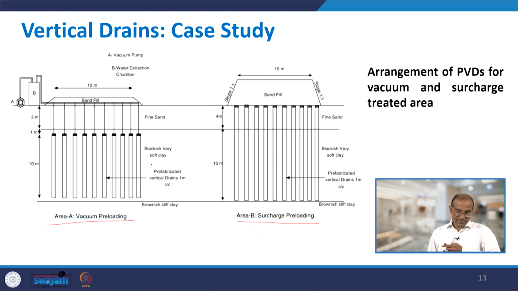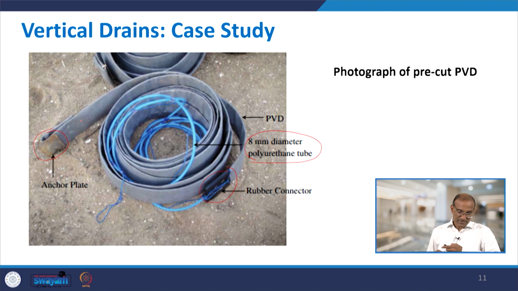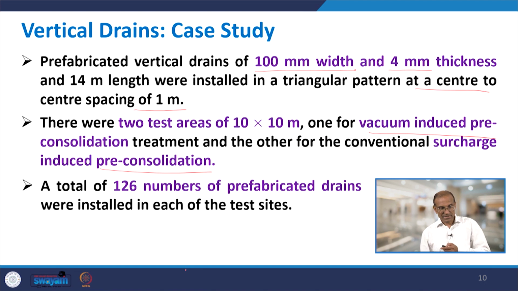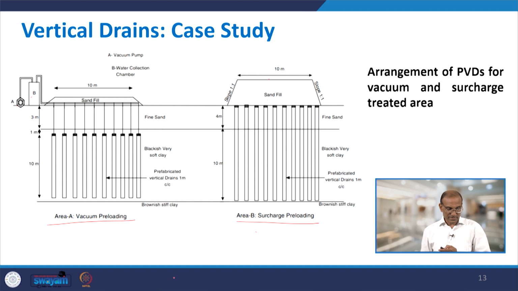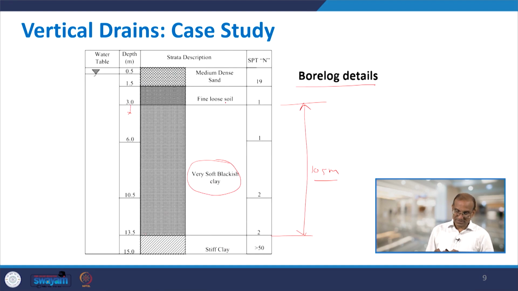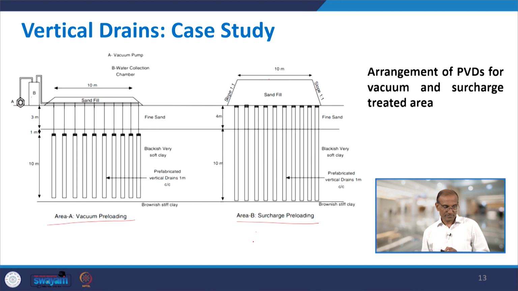If you compare this figure, 3, 10, 1, 11 and 14 meter, the 14 meters can be compared here. The 14 meters are 1 meter on the top and 10 meters down, and then you have another 3 meters of fine sand on the top. The fine sand is this fine loose sand, up to 3 meter, and below that you have another 10 meter.